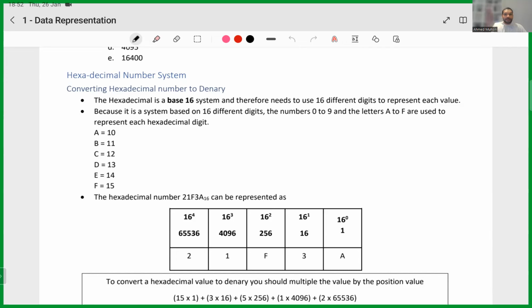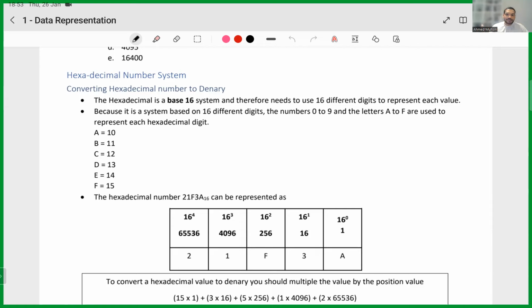In the decimal number system, the first system that we learned, there were 10 digits, starting from 0 going all the way to 9. Then we learned about the binary number system, and in the binary number system there were only 2 digits, ones and zeros. Now in the third number system, which is the hexadecimal number system, there are altogether 16 digits.